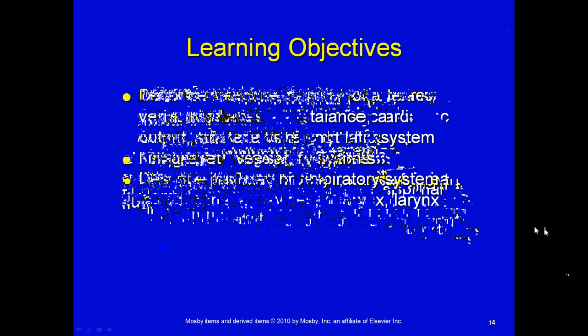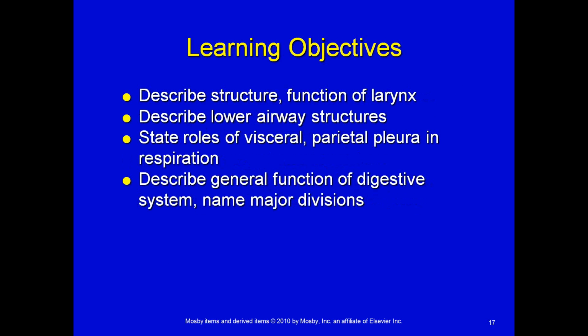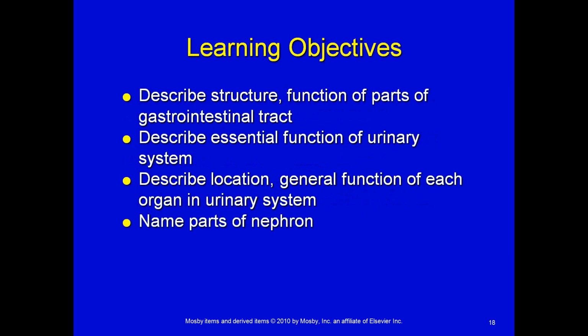We'll look at the respiratory system and describe the pathway of the respiratory system, including the nasal cavity, pharynx, and larynx. We'll describe the structure and function of the larynx. We'll look at the lower airway structures, as well as state the roles of the visceral and parietal pleura in respiration. We'll describe the general function of the digestive system and name major divisions. We'll describe structure and function of parts of the gastrointestinal tract, as well as describe essential functions of the urinary system.